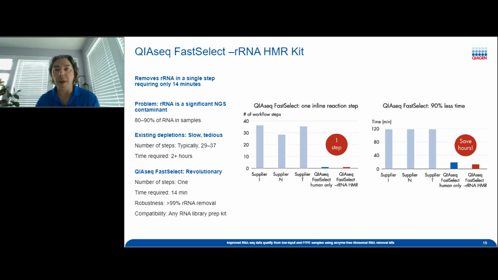On the right-hand side, you can look at the total amount of time. With FastSelect, it actually works as you're doing your fragmentation. Our current FastSelect formulation is about a 14-minute addition to the fragmentation step. With this time, as well as workflow savings, it becomes a very universal product that you can use in almost any sort of RNA library preparation method.